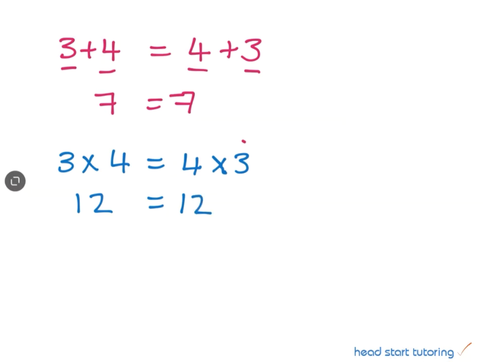If we have a look at subtraction, so let's look at 4 minus 3, and let's see if that is equal to 3 minus 4. So if I've got 4 sweets and I minus 3 sweets, I end up with 1 sweet. And if I've got 3 sweets and I minus 4 sweets, I'm actually going to end up with negative 1 sweets. So that is actually not going to work. So the commutative property does not apply when we are subtracting.